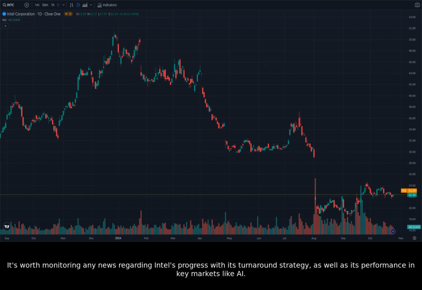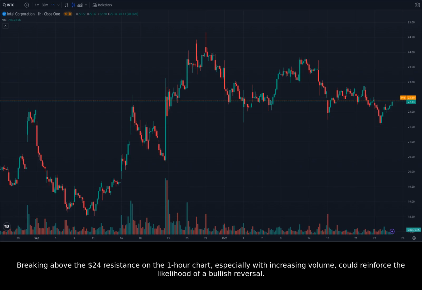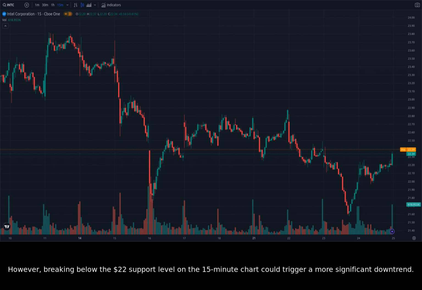Key price levels to watch are the $22 support level on the 15-minute chart, the $24 resistance level on the 1-hour chart, and the $35 support level on the daily chart. Breaking above the $24 resistance on the 1-hour chart, especially with increasing volume, could reinforce the likelihood of a bullish reversal. However, breaking below the $22 support level on the 15-minute chart could trigger a more significant downtrend.